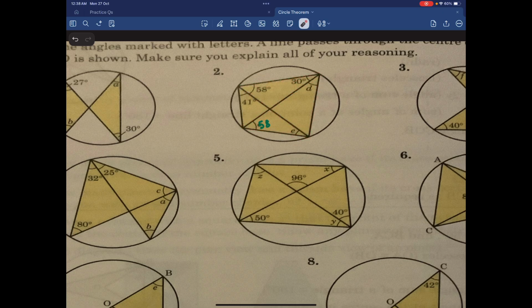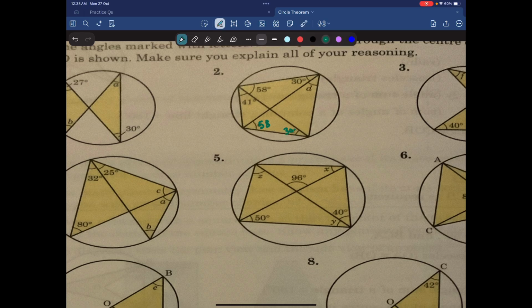Now let's have a look at this chord. This is the angle 30. Angles made from the same chord at the circumference are equal. So angle E is going to be 30. This is the chord, and the angle is made at the circumference from the ends of the same chord. So this is 30, this will be 30. So angle E is going to be 30 degrees.